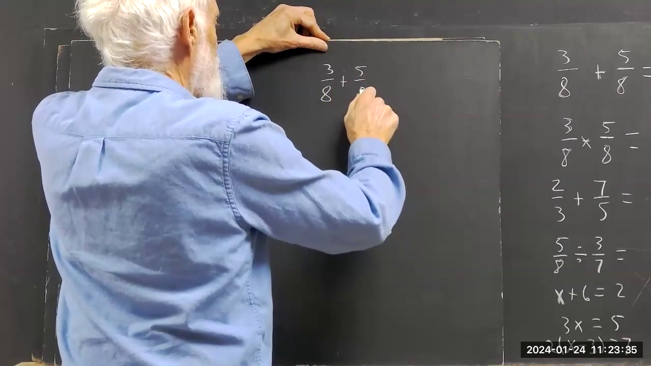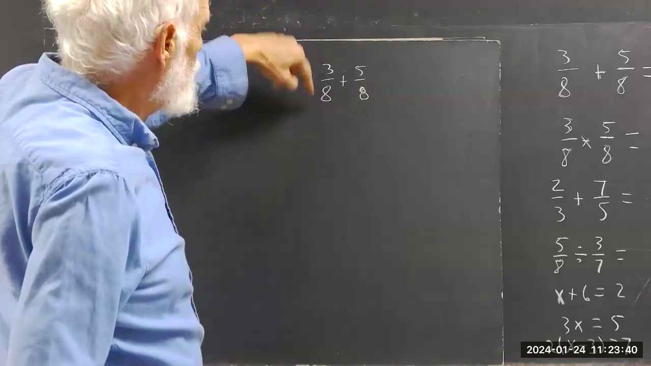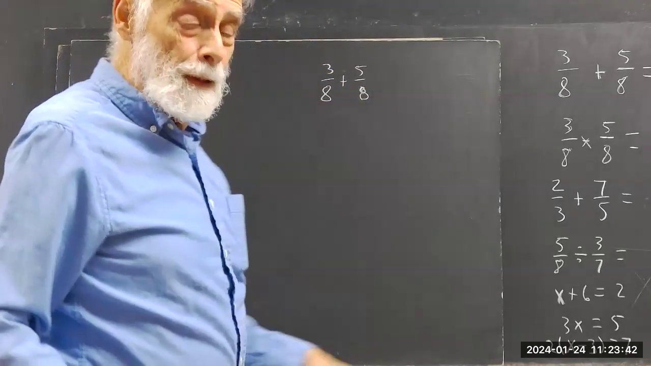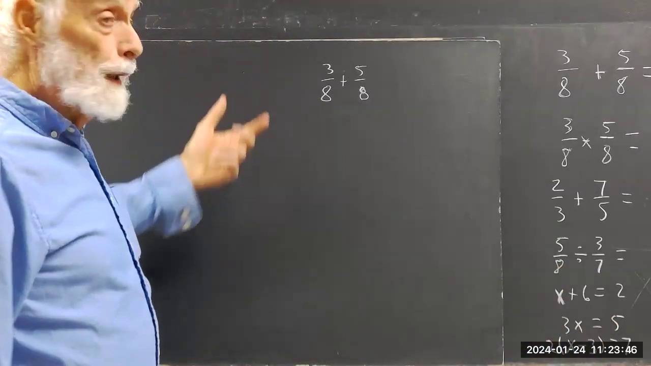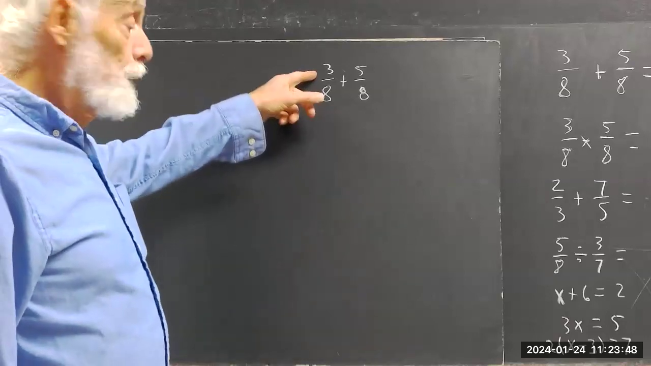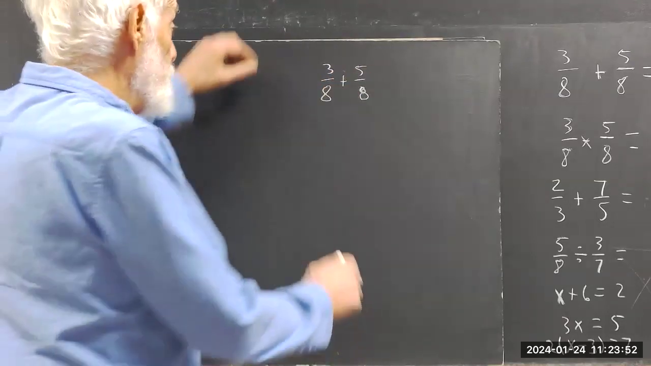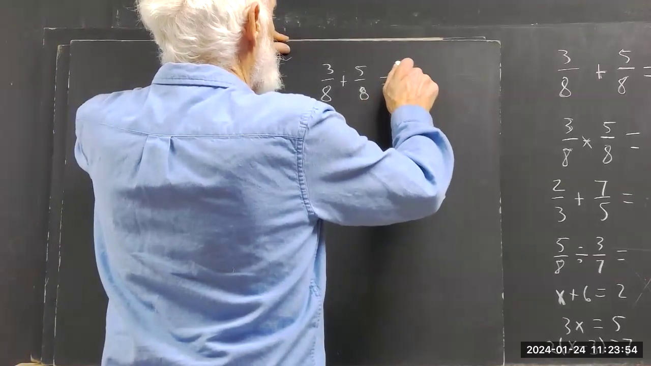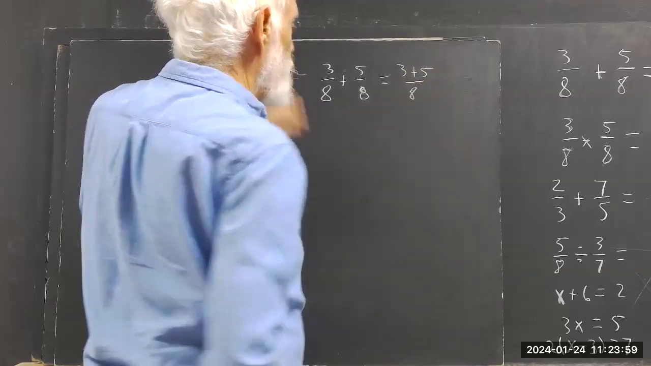Number 3. That's the worst 8 that I wrote with the bad chalk. Anyhow, 3/8 plus 5/8. Now, the idea behind this is simply, how many eighths do you have? You have 3 of them here and you have 5 of them here, right? So when you add them, you have 3 plus 5 over 8.